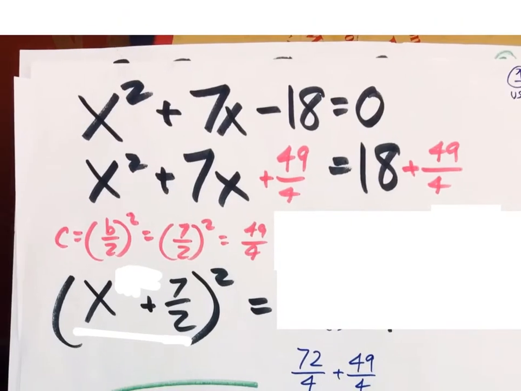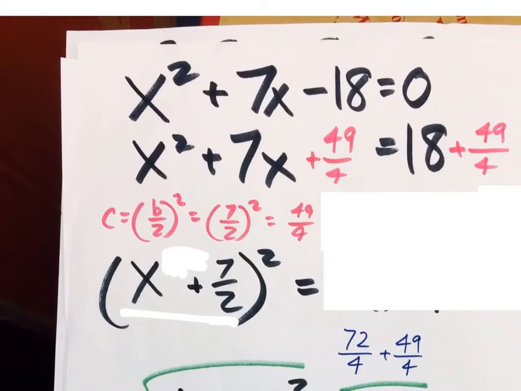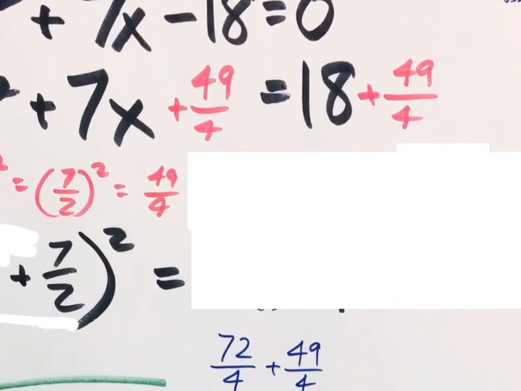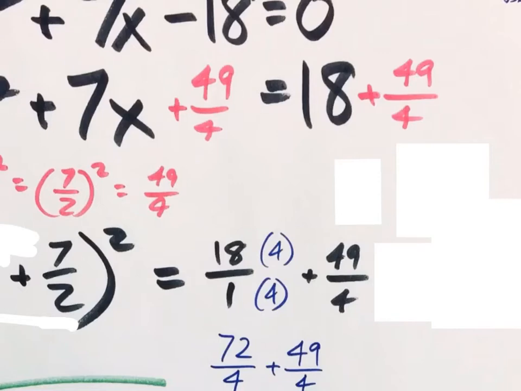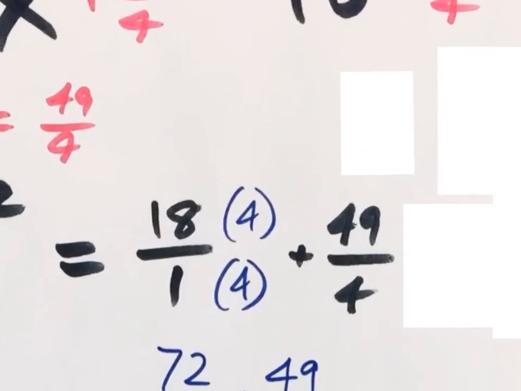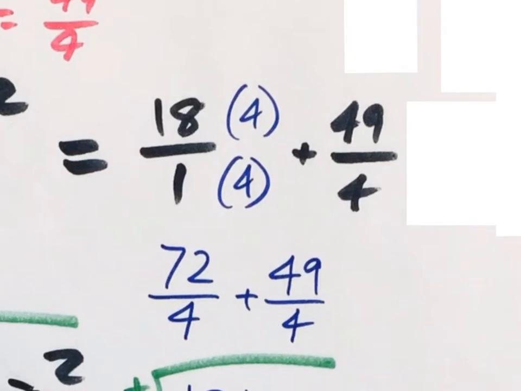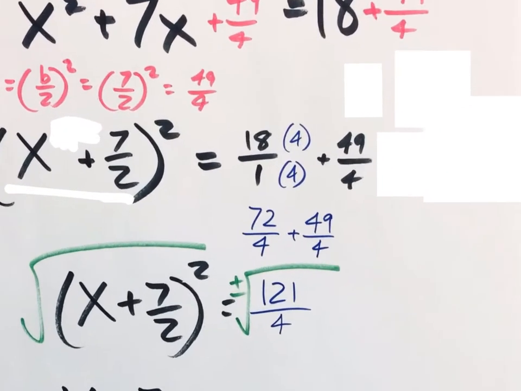We know that on the left side, we can factor this to x plus 7/2 squared. And on the right side, how do we add 18 plus 49 fourths? Well, what we're going to need to do is, let's sort of shift this over. All right, so we know that 18 is the same as 18 over 1. And if we're adding 18 to 49 fourths, we've got to get the denominators to be the same. And so we're going to multiply both the numerator and the denominator by 4. And so 1 obviously times 4 is 4. And 18 times 4 is 72. We're adding 72 fourths plus 49 fourths. 72 plus 49 is 121.